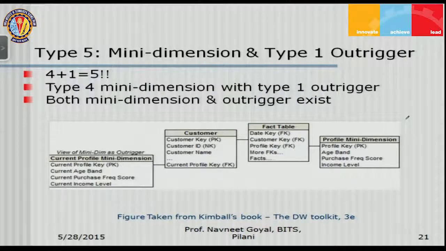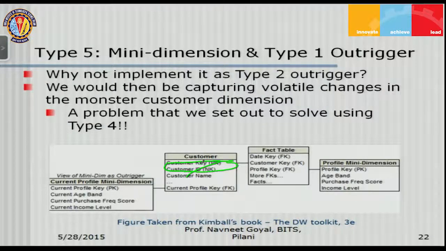I forgot to mention this point. So whenever this customer, the current profile, changes, I'll just strike off this and make it point to the new key. That's what we are doing. So that's why we call it type 1 outrigger, right? So now the question is, why are we not doing it as type 2?